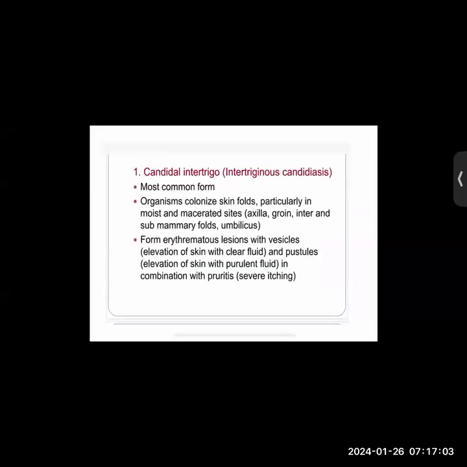Like the case that was brought out in the West African exam, our diagnosis is Candida intertrigo, which is the most common form. Organisms colonize skin folds, particularly in moist and macerated sites such as the axilla, groin, the inter and submammary folds, and the umbilicus. They form erythematous lesions with vesicles, which are elevations of skin with clear fluid, and pustules, which are elevations of skin with purulent fluid, in combination with pruritus.